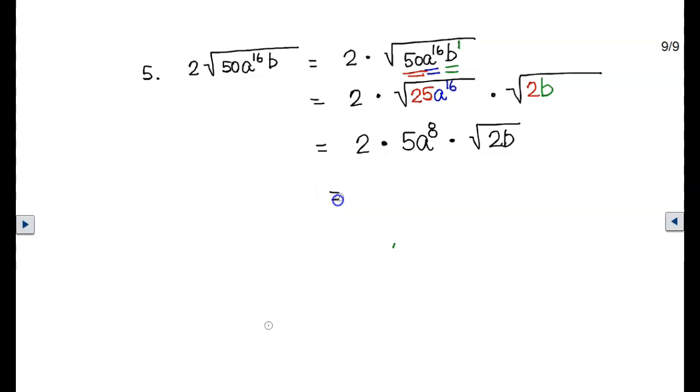Now there's one more thing you can do here. You've got 2 times 5a to the 8th. You can multiply these together. So 2 times 5 will be 10, a to the 8th, and then that will be times the square root of 2b. So there is your simplified answer.